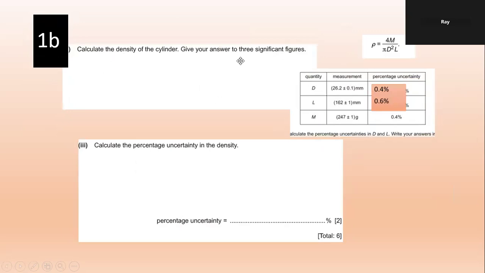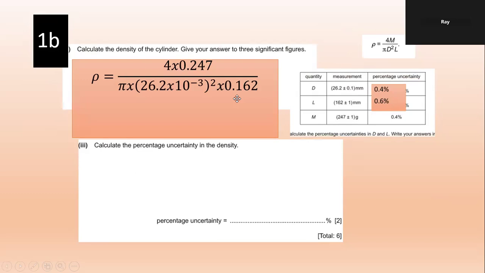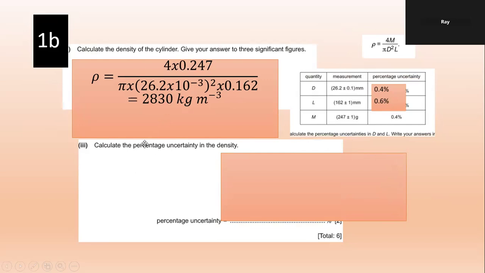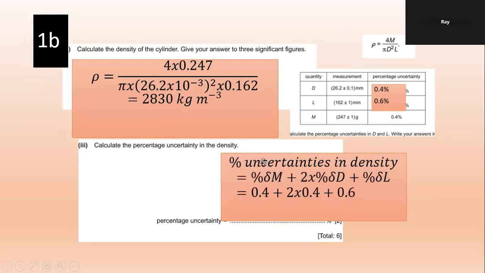Calculate the density. Give your answer to three significant figures. Right? That's the formula that's given. Put in your value, substitute, that's all. And then that's the answer. Calculate the percentage uncertainty in density. Percentage uncertainty in mass plus 2 times percentage uncertainty in diameter and percentage uncertainty in L. Add them up, 1.8%. Okay.